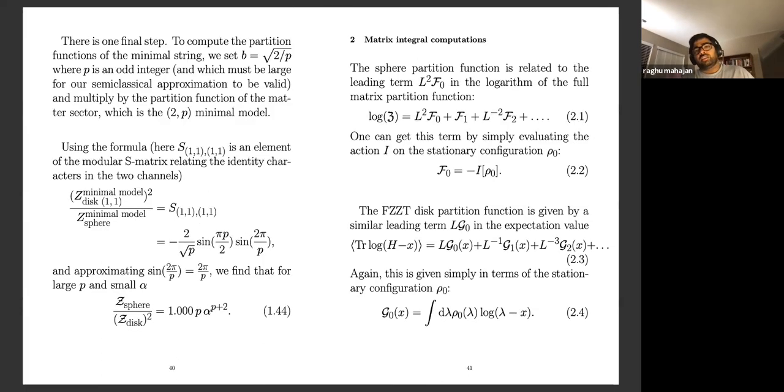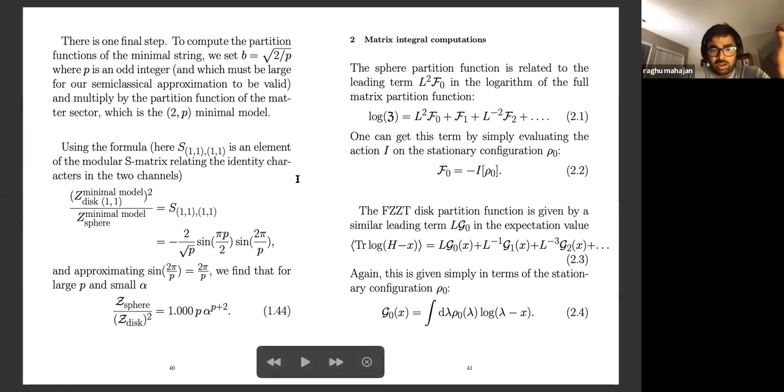Okay, but there is one final step before we can compare to the matrix model, which is that we were just talking about Liouville. There's also the minimal model. And the minimal model also has a sphere over disk squared, which is just given by the S matrix element relating the identity to the identity in the 2, p minimal model. And there's also some function involving signs and so on, so that you have to also multiply.